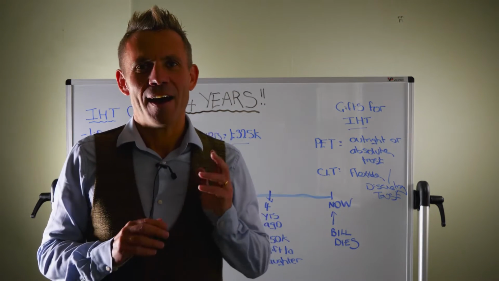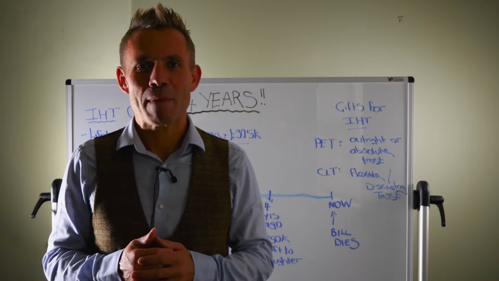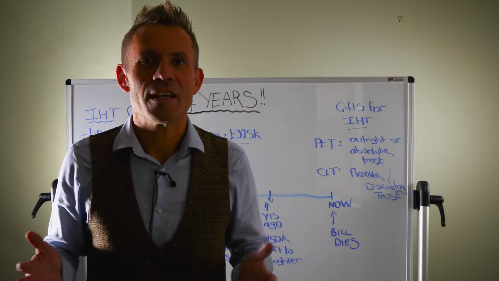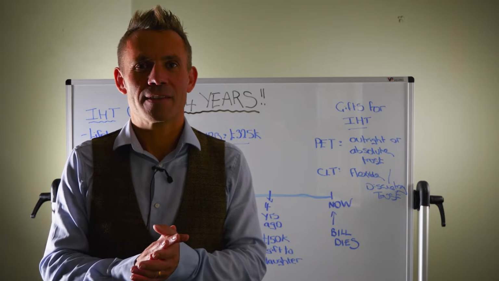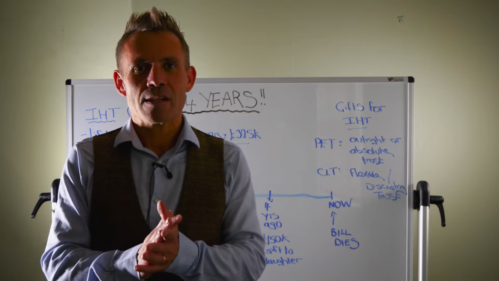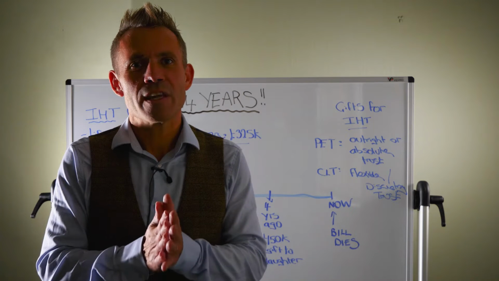I'm sure you're aware of the inheritance tax rule, the 7-year ruling, where if you make a gift outright to a family member or a friend, if you survive the 7 years, it's commonly known that that gift then falls outside your estate. But today I'm going to take a little bit of a look at the 14-year rule.